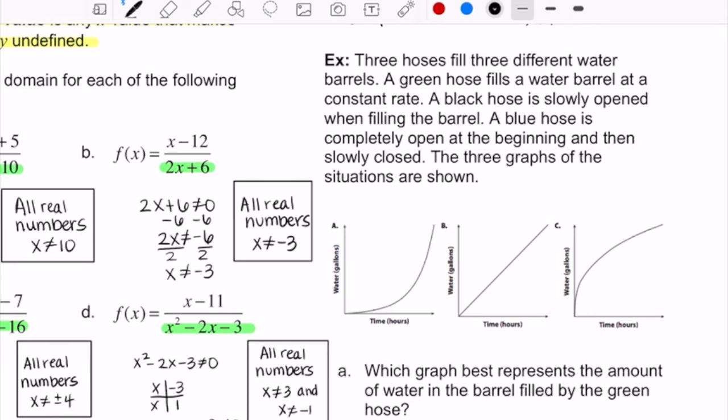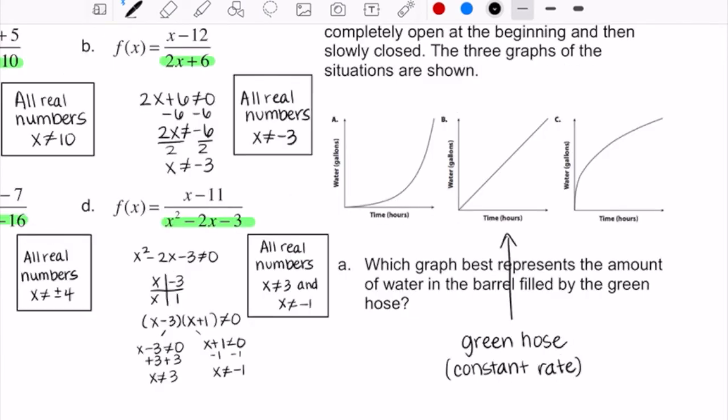The question on this one says, which graph best represents the amount of water in the barrel that's being filled by the green hose? And so remember from the directions that the green hose is the one that fills the barrel at a constant rate. And so out of these 3 graphs, B would be the one that represents the green hose, because B is the graph that's increasing by a constant amount.